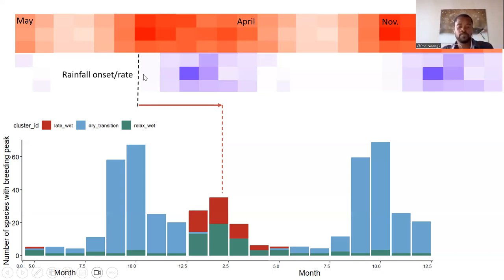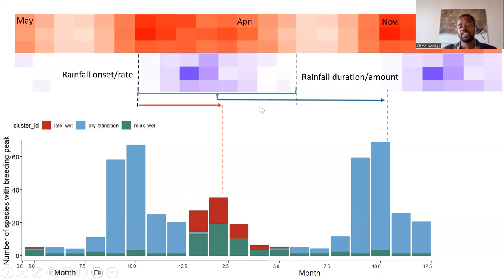So for this cluster, it might be important for the rain to start early and for there to be enough rain to influence the timing of their own breeding peak. But then what about these guys here? They breed and have their peak before the rainfall. If they are affected by the same rainfall, then it might be the rainfall of the year before.